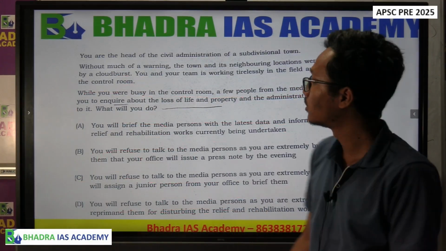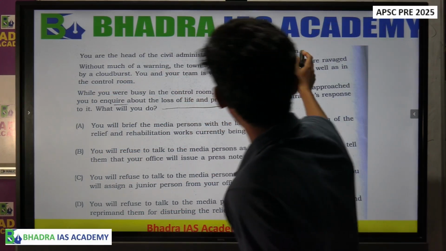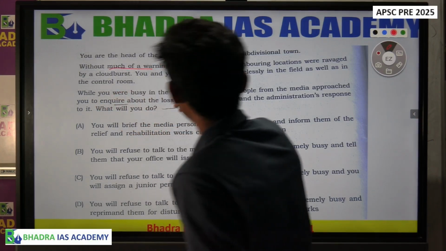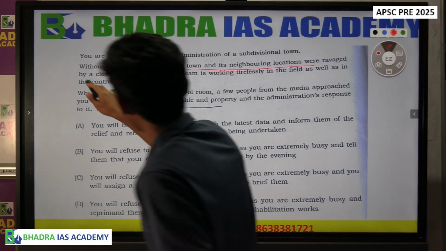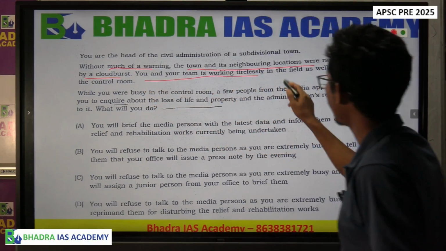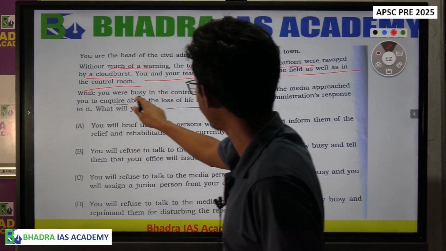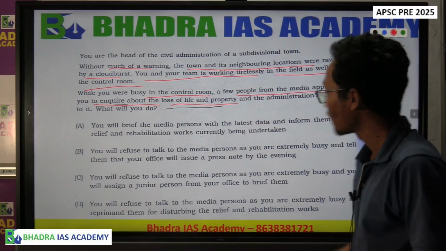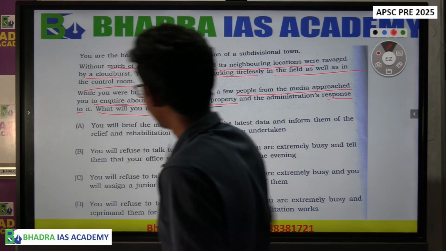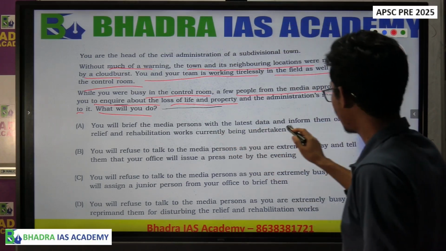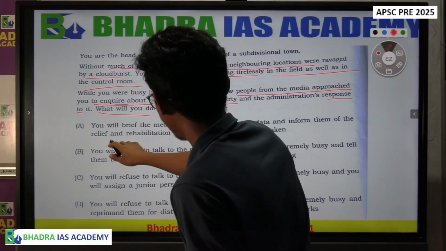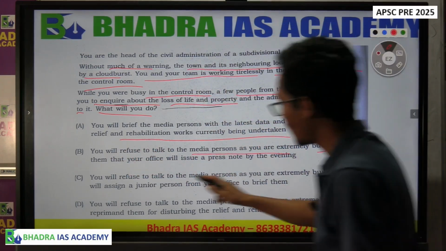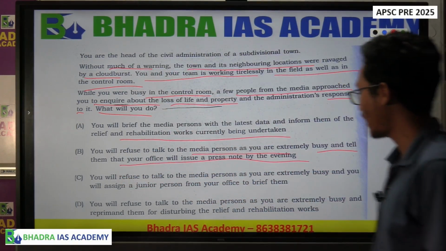Next, you are the head of the civil administration of a subdivisional town, which without much warning, the town and its neighboring locations were ravaged by a cloud burst. You and your team are working tirelessly in the fields as well as in the control room. While you were busy in the control room, a few people from the media approached you to inquire about the loss of life and property and the administration's response to it. What will you do? So you will brief the media persons with the latest data and information, and inform them of the relief and rehabilitation works currently being undertaken. So you will refuse to talk to the media persons as you are extremely busy and tell them that your office will issue a press note by the evening.